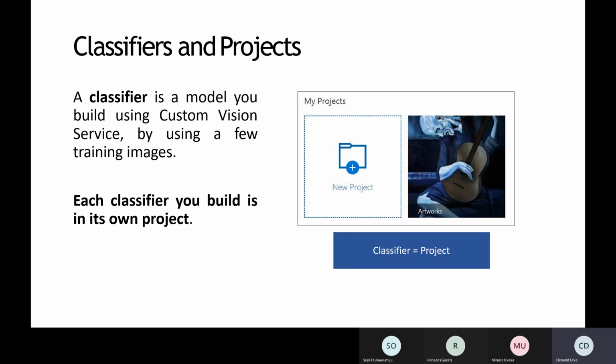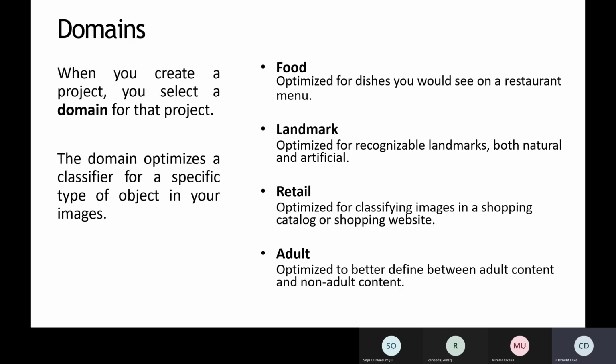So classifiers and projects, I've talked about this already, so I'll just go to the next slide. So domains, like I said, there are different domains that you can pick from. Let's say you want the domain for food. You're going to see all this during the demo. I'm going to show you. There's also a link I'm going to drop at the end of this session, so that you can see the whole list of domains that we have and why you should pick them.